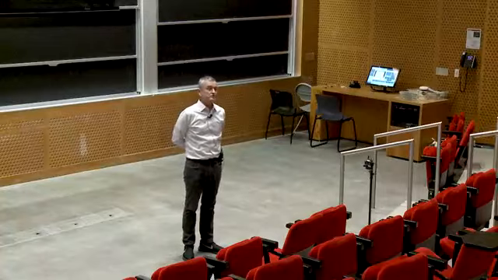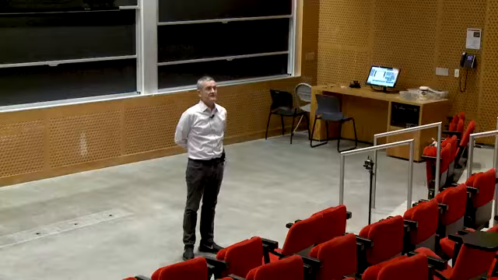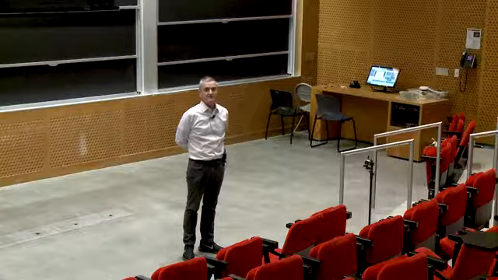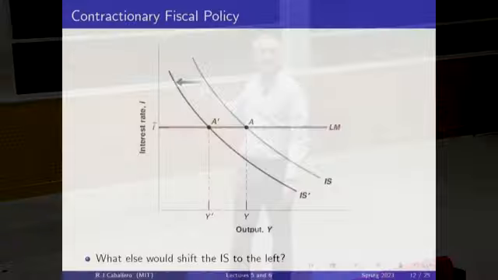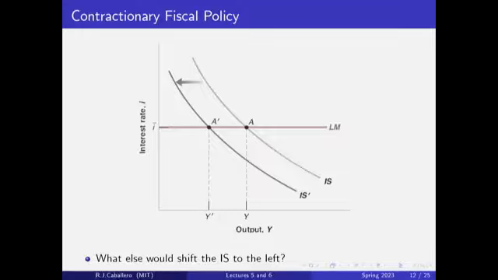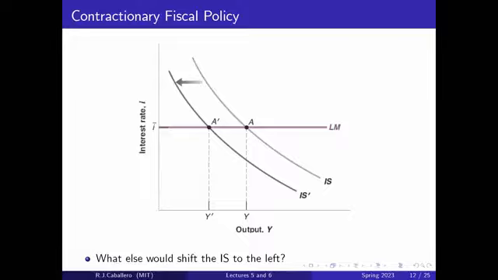So if I reduce G and reduce T by the same amount, what happens to the IS? Does it move to the left or to the right? Yeah, it moves to the left, because why is that? I can always go back to my basic goods market equilibrium model. If I reduce G by 1, that reduces aggregate demand 1 for 1, and then the multiplier kicks in. The initial change, the shift down, is 1.